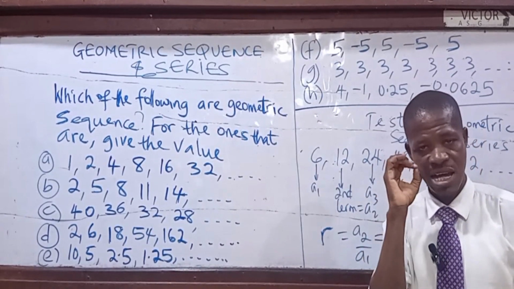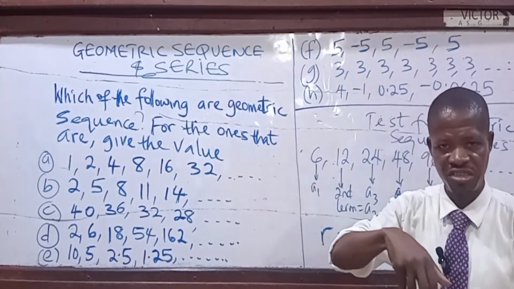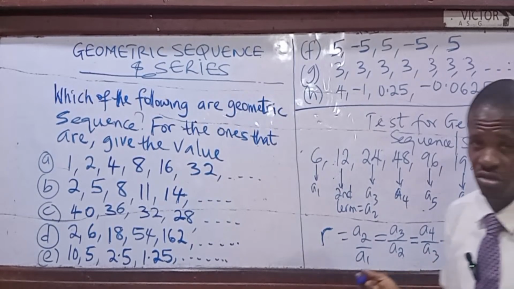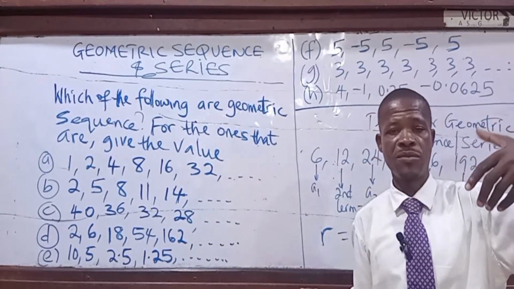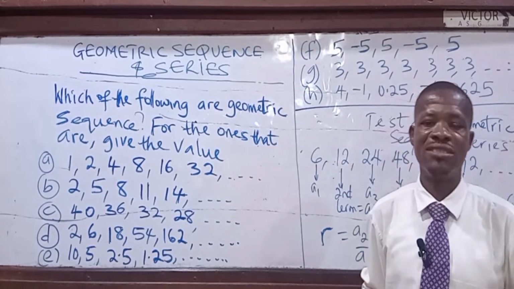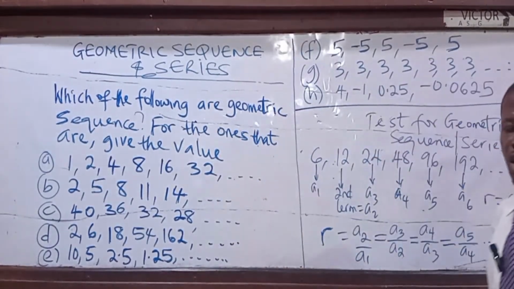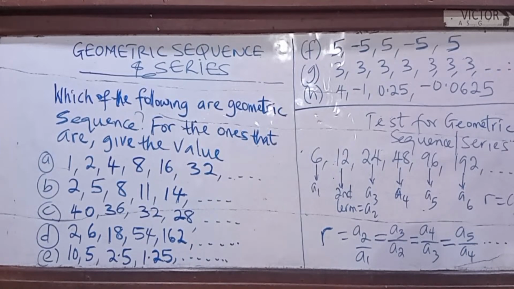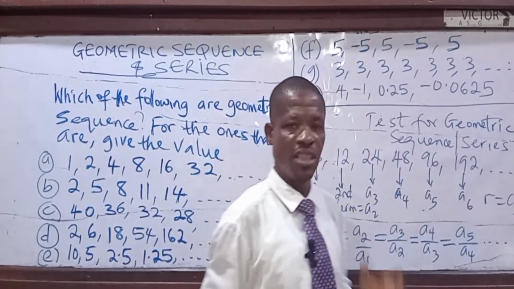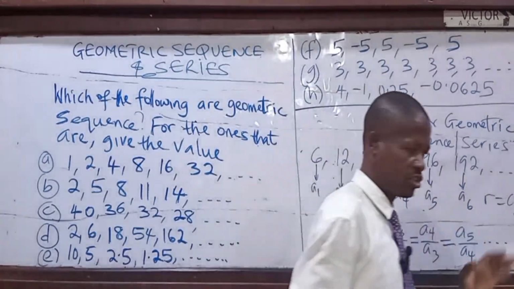In arithmetic progression or series, we use the common difference, which is the second term minus the first term, which must equal the third term minus the second term, and so on and so forth. We've already discussed arithmetic progression and series. If you missed that video, please check my channel for that. So that's how to test for a geometric series or sequence.